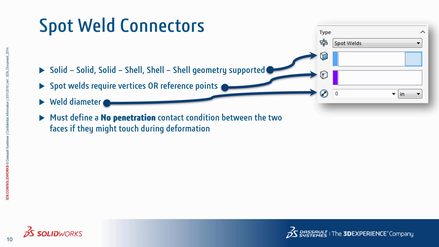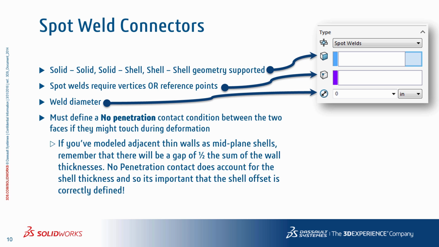The important thing to understand is that a no penetration contact needs to be defined between the two faces, especially if you suspect they might come into contact during the deformation process. In shells, if you have modeled adjacent thin walls as mid-plane shells, keep in mind that there is going to be a gap of half the sum of the wall thicknesses. The no penetration contact does account for the shell thicknesses, but it's absolutely important to ensure that the shell offset is correctly defined.